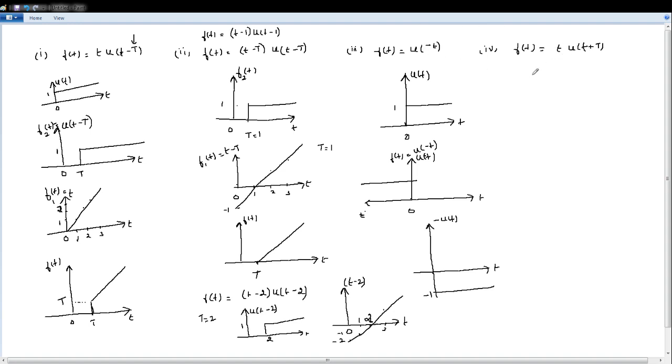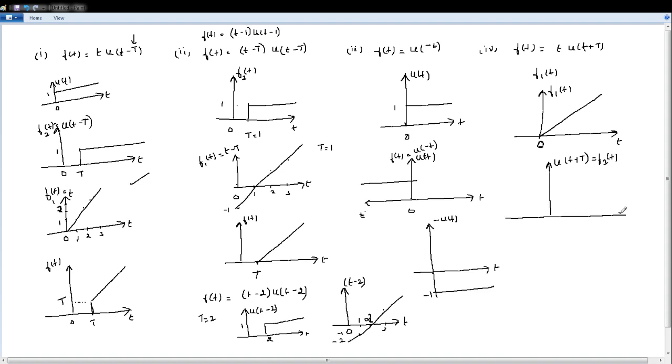Now here, again you have two functions, so better to draw f1 of t, which is t, and t as I have already drawn it here. t is this waveform which follows the time axis, because at 1 you have 1, at 2 you have 2, so this is the straight line with an angle of 45 degrees. And u of t plus t, which happens to be f2 of t, is a waveform which starts from minus t. Because u of t minus t is shifting u of t right by an amount t, and u of t plus t is shifting u of t left by an amount of t. So this will be minus t.